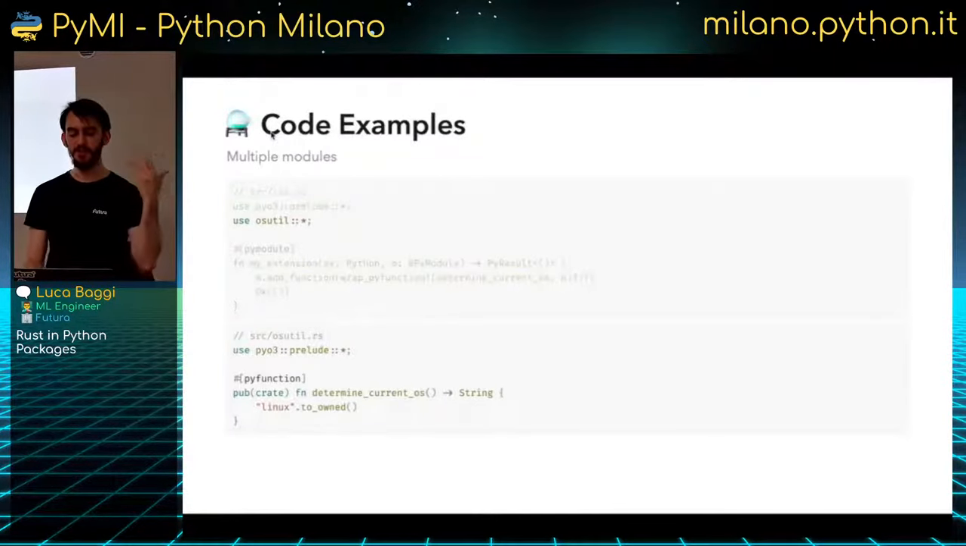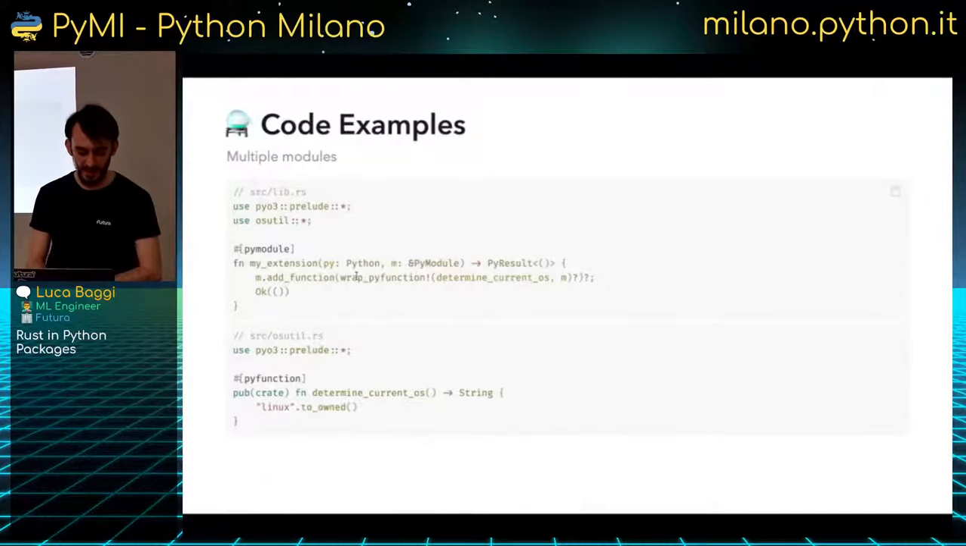Because you can import a module as you would do in Python. So you define another module called, for example, os_utils, and you say, okay, import everything from there, and then simply add your Python function from there. You see that inside the other file, osutils.rs, we defined a function that determines the current OS. It is a public method of the crate, and then it is imported up above here, and you see in determining current OS, it is mapped inside the class.